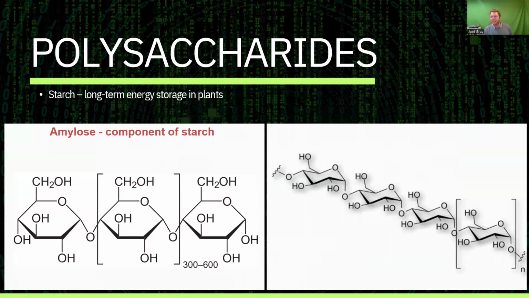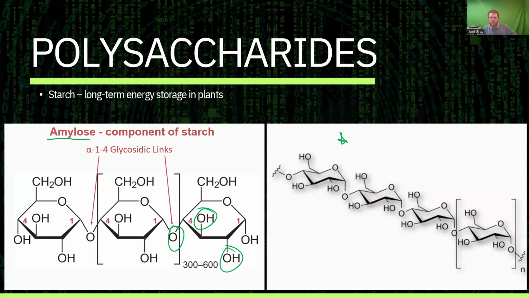Now, last but not least of our polysaccharides is starch. This is a long-term energy storage molecule in plants. If you look at this, OH is down, OH is up, OH is down. Down, up, down. So this part of starch is amylose. This has a bunch of alpha 1,4 glycosidic linkages. The molecule shown here on the right is just kind of a continuation of that with a different representation. So amylose is a component of starch.